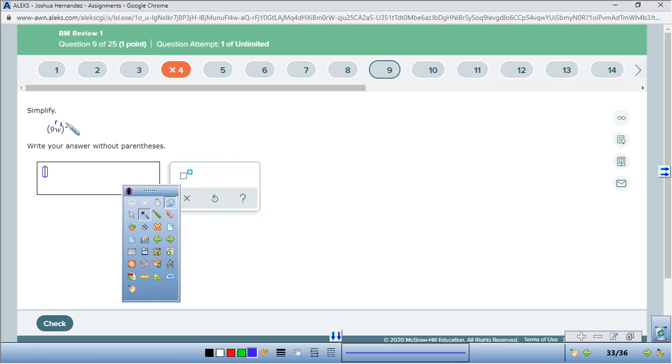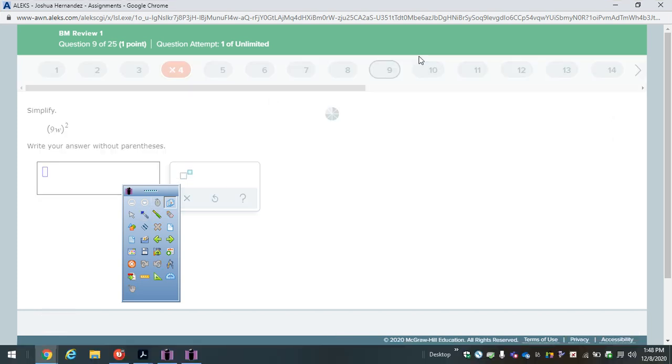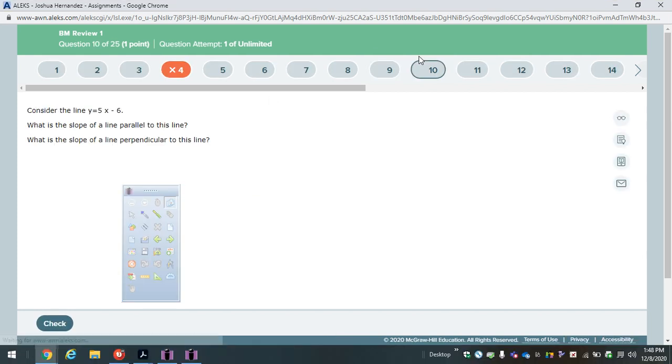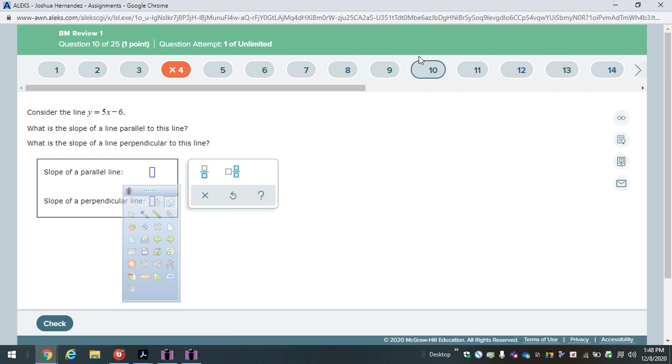Here we go. A power there and a power there. Multiply the powers out. Okay? We're going to have 9 squared w squared. Okay, this is not too bad.